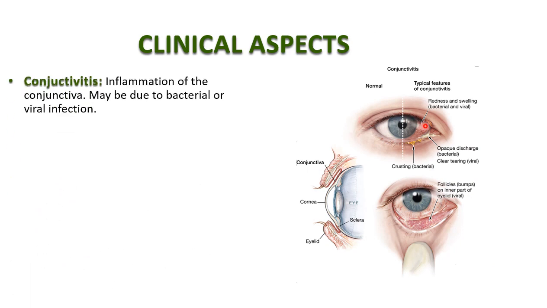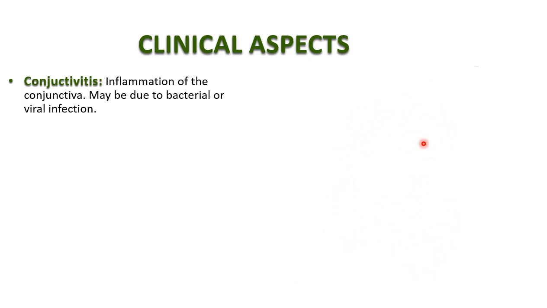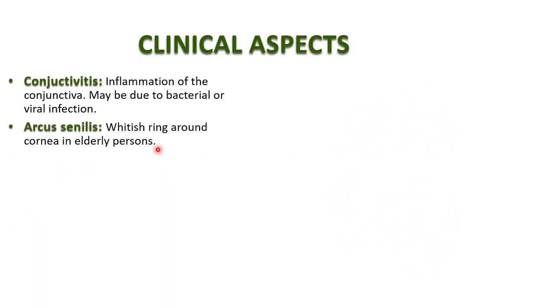Conjunctivitis is actually redness of the eye. It might be due to viral conjunctivitis or bacterial conjunctivitis. In bacterial conjunctivitis mainly you are able to see crusting. The secretions get dried up, and you see the crusting forms. Next is the white ring around the cornea, which is called arcus senilis in aged persons.